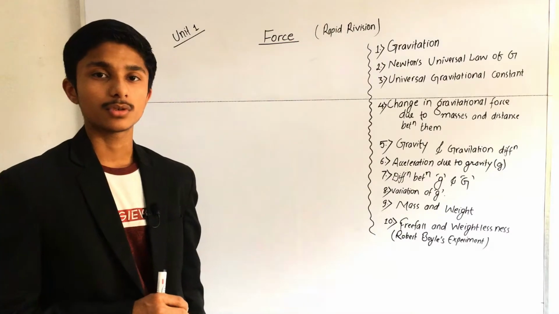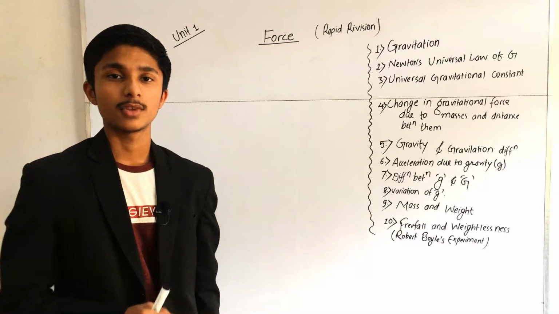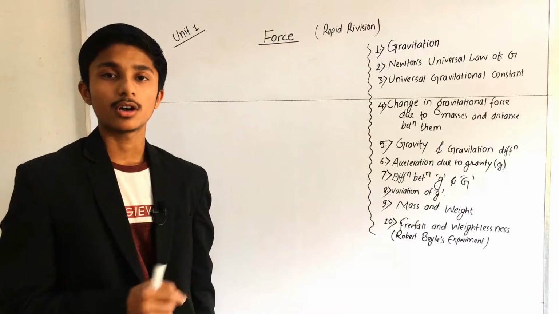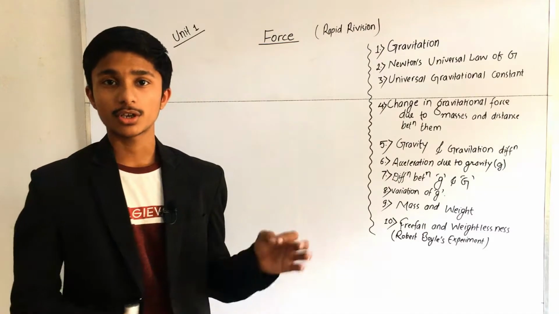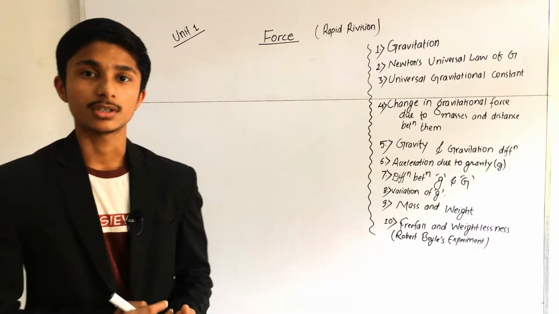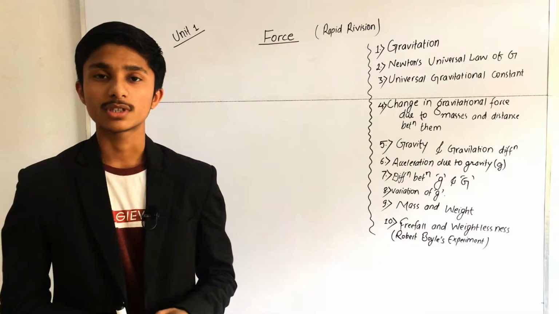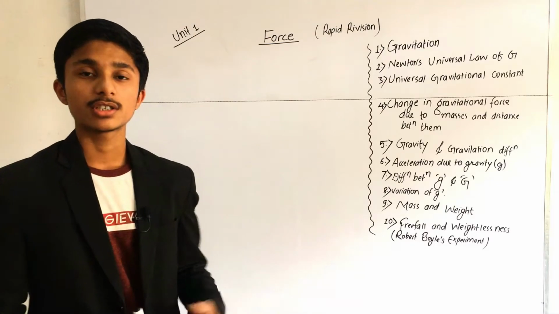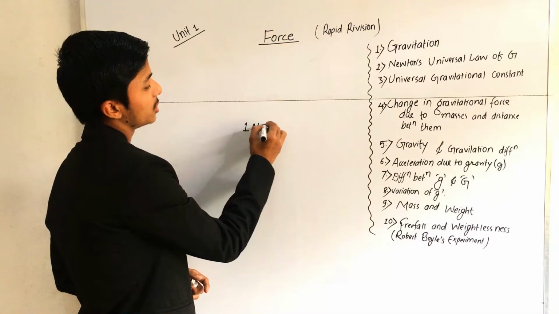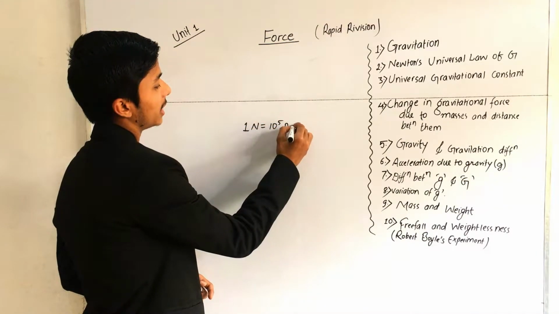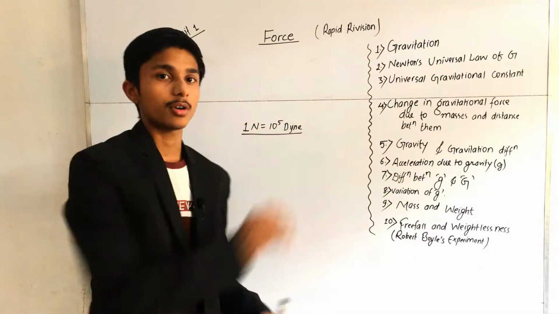There are two types of force: one is contact force and the other is non-contact force. And forces may be balanced or unbalanced. Force is a vector quantity. Its SI unit is Newton, and its CGS unit is dyne. And we know 1 Newton is equal to 10 to the power 5 dyne. This is some introduction about force.